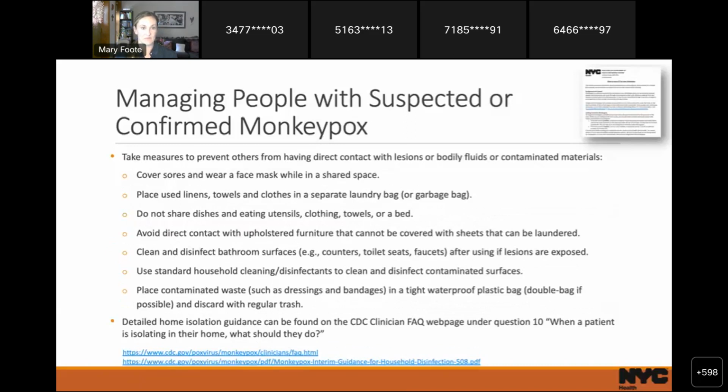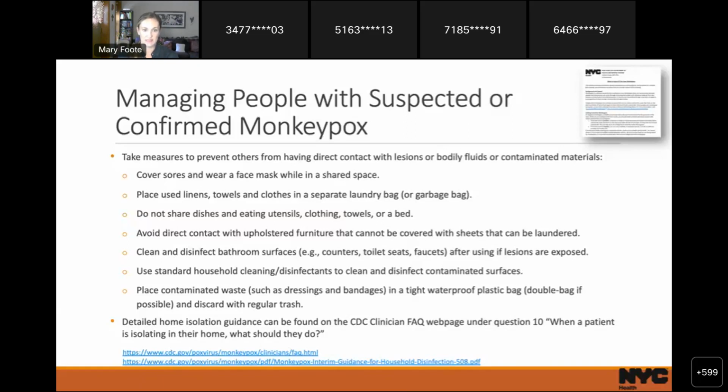And so again, further information on managing. Taking measures to prevent others from having direct contact with lesions and contaminated materials. This is all just for you and advice for your patients. Again, cover the sores and wear face masks while in shared spaces. Do not share linens. Place linens, towels, and clothes in a separate laundry bag of the patient. They should have their own linens and keep them separate before they're cleaned. Avoid sharing dishes, utensils, towels, etc. Avoid direct contact with upholstered furniture that cannot be covered with sheets and then laundered, for the fomite risk.